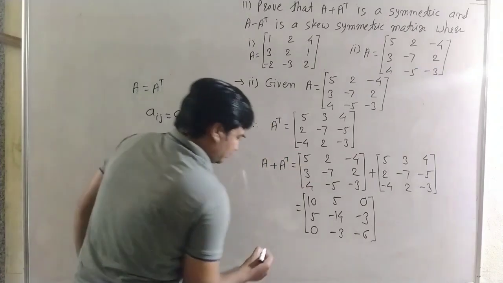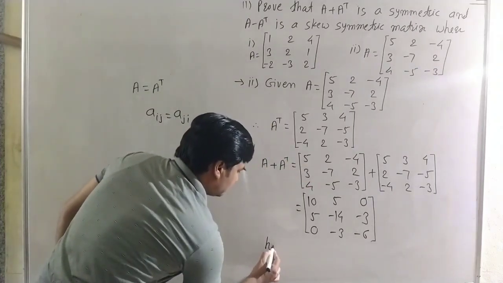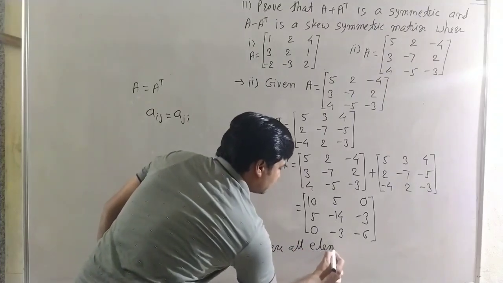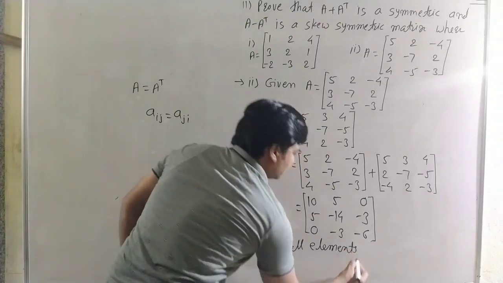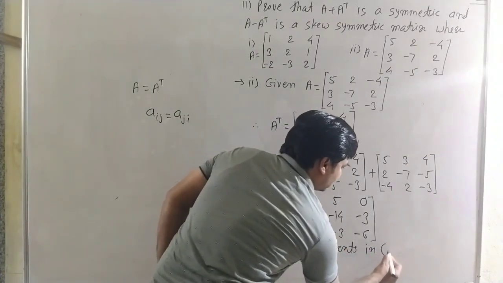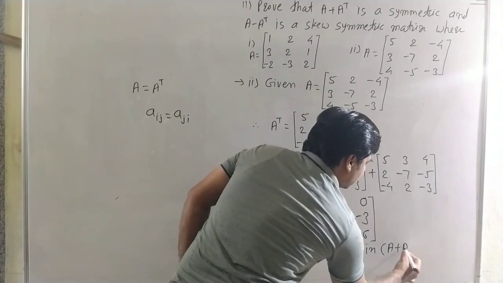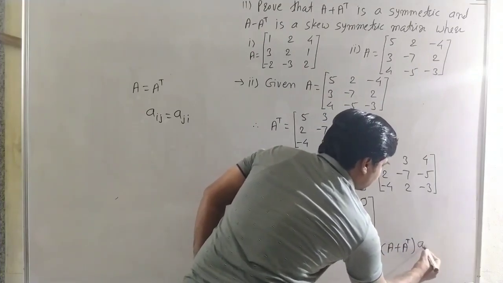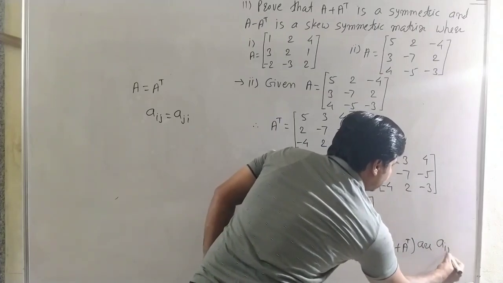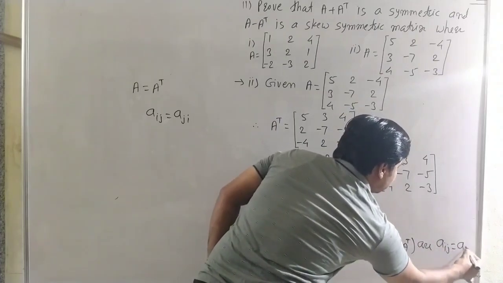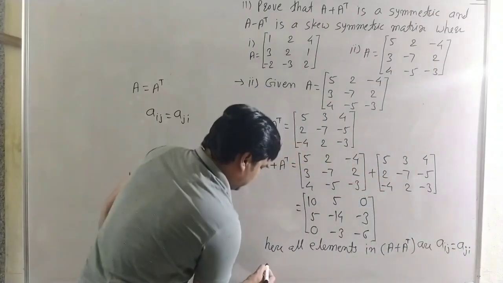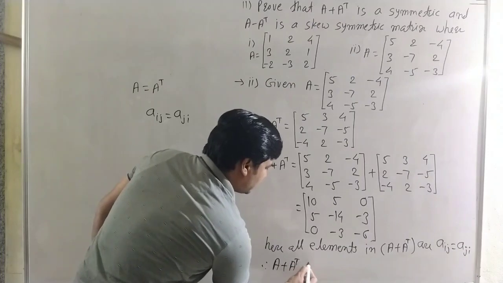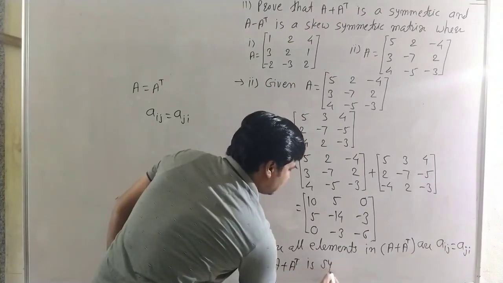Here, all elements in A plus A transpose satisfy Aij is equal to Aji. See carefully. And therefore, A plus A transpose is a symmetric matrix.